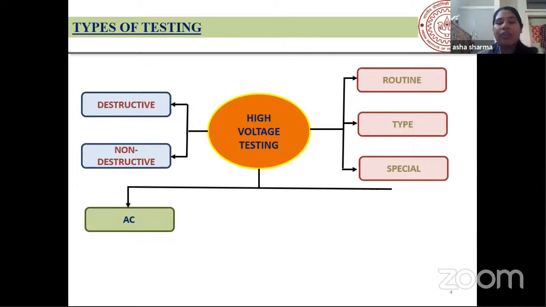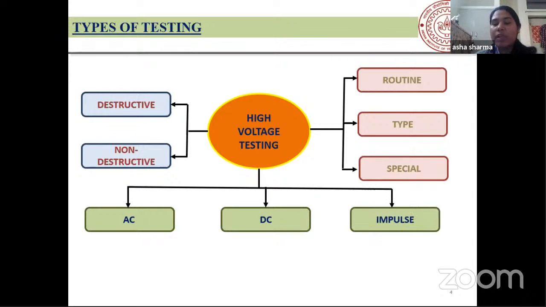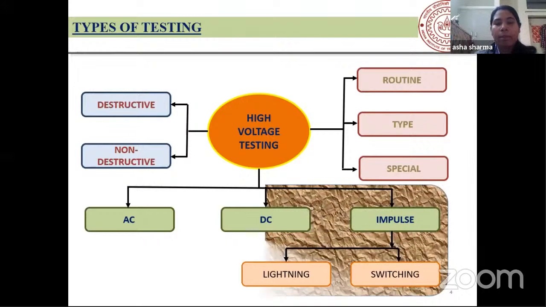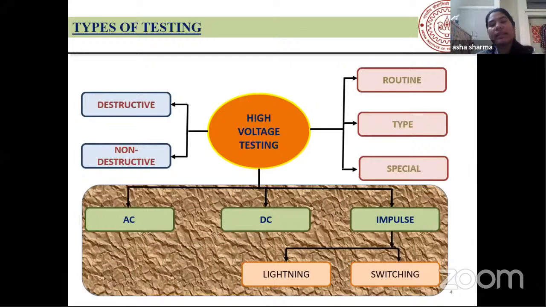Later on, we can categorize the high voltage testing according to the type of voltage, like if we are applying the alternating voltages, the direct voltage, or the impulse voltage. Under the impulse voltage, we can categorize it according to lightning or switching. Lightning is a natural phenomenon, and for this we need to test our insulation. We need to design our insulating system such that it can sustain the lightning over voltages. So I'll discuss the breakdown and flashover voltage under this category, according to the type of over voltages.